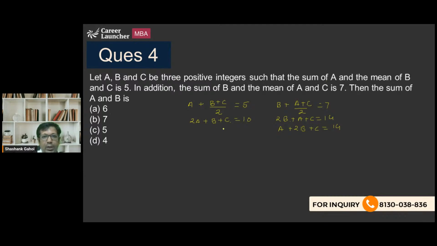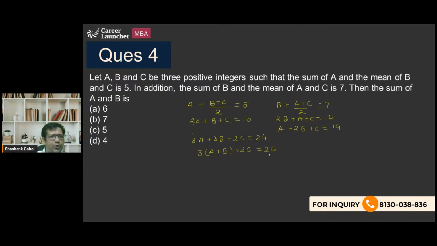Now the question is asking for the sum of A and B, and all three of them are positive integers. So what possibility can we look for? Let's try to do something. Add both of them. So I'm going to get 3A plus 3B plus 2C, and that's equal to 24. So 3 times (A plus B) plus 2C is equal to 24. This is what we have.